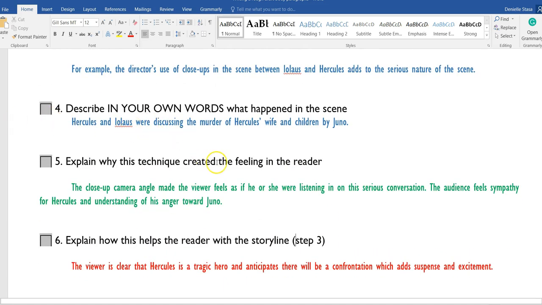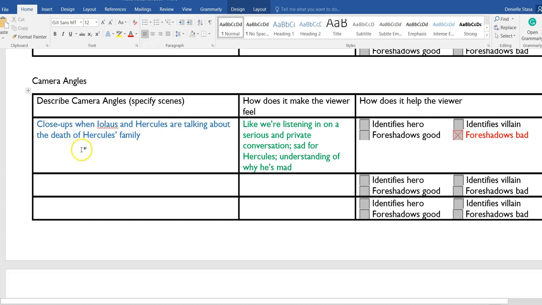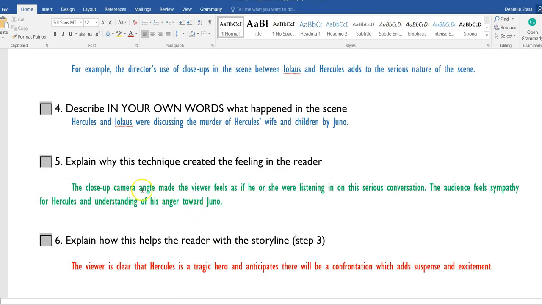And then I go on to explain how this created the feeling in the reader. So the close-up angle, that was the second box. So far I've put the first box into different sentences. Now I'm going to put my second box. So I go back, and the close-up camera angle made the viewer feel as if he or she were listening in on this serious conversation. The audience feels sympathy for Hercules and understanding of his anger towards Juno. So I just put what I had in that box. I just wrote it a little more formally in my paragraph.